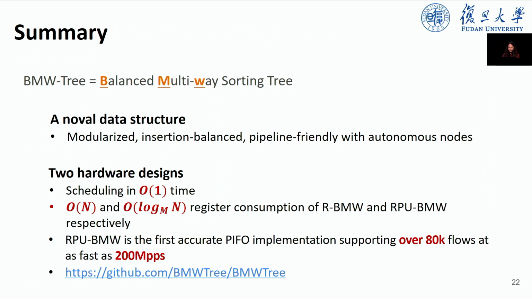To conclude, we propose a novel data structure, balanced multi-way sorting tree, and build 2 hardware designs based on it, RBMW and RPU BMW. RPU BMW is the first accurate PIFO implementation, supporting over 80,000 flows at as fast as 200 million packets per second. That's all. I'd like to take any questions.